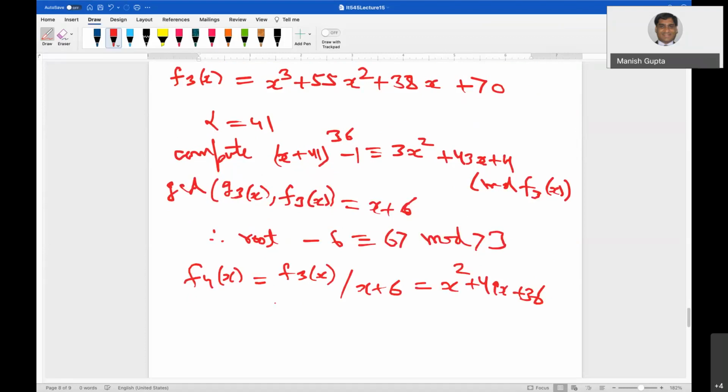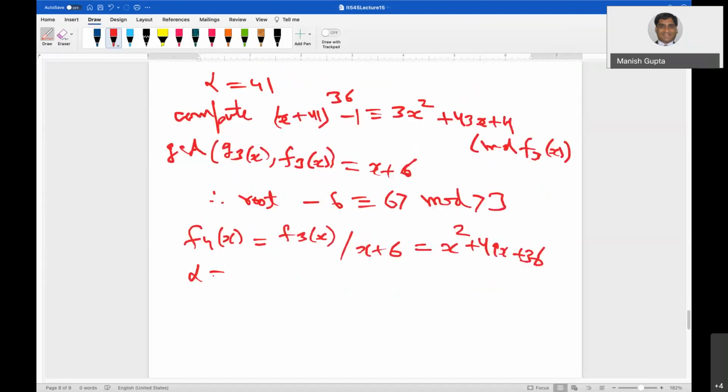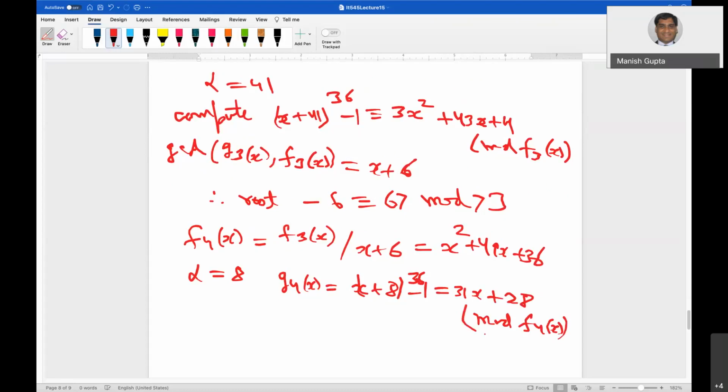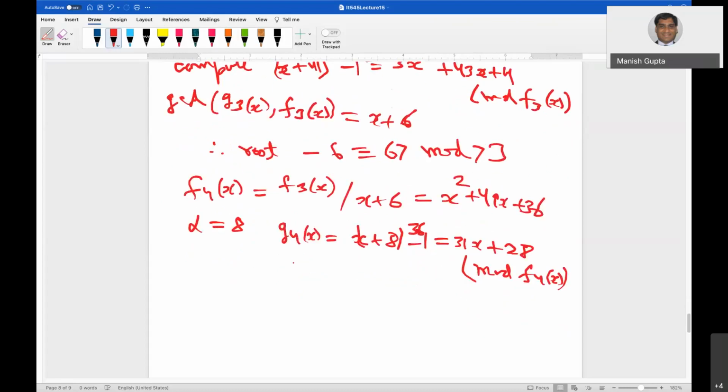Again, we try to split it. For alpha this time I took a random 8. So g4 of x is nothing but (x plus 8) raised to power 36 minus 1, which is equal to 31x plus 28 modulo f4 of x. Now again we try to compute the GCD of f4 of x and g4 of x. This time the GCD turns out to be 1. So we fail to split.